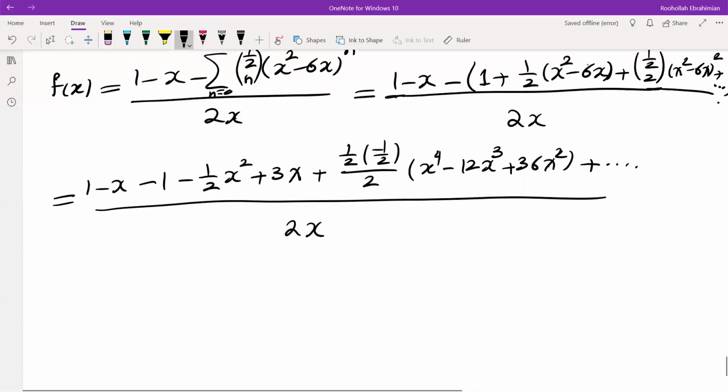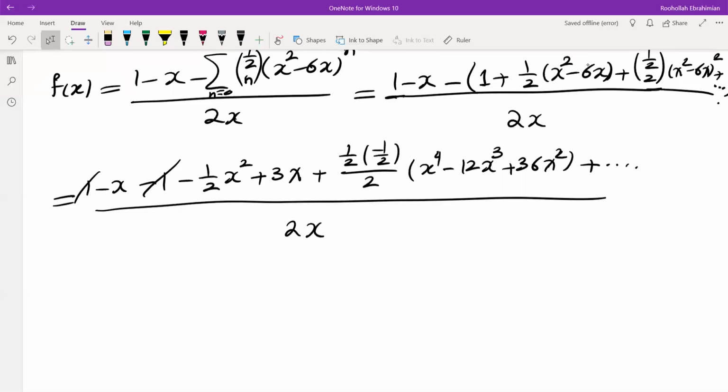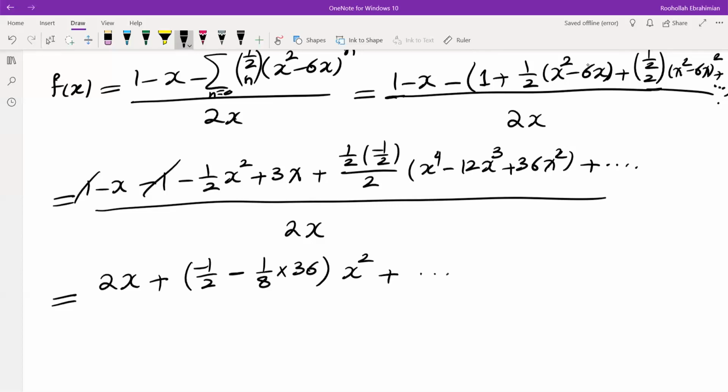So my goal is to show B0 is 1 and B1 is 2. The ones fortunately cancel as we expected. So what I have here is minus x that cancels with that, so I get 2x here. Then I'll collect the like terms for x squared. I have negative 1/2 here. Then I have minus 1/8 times 36 times x squared. And the rest of them are going to be things of higher power divided by 2x.